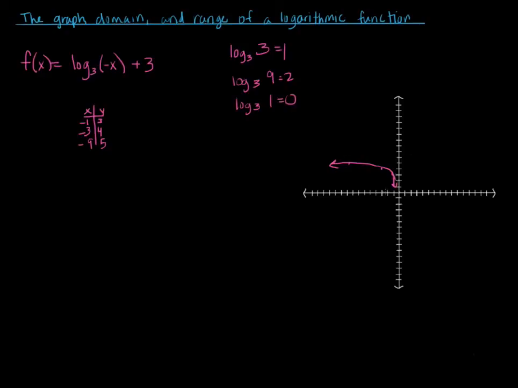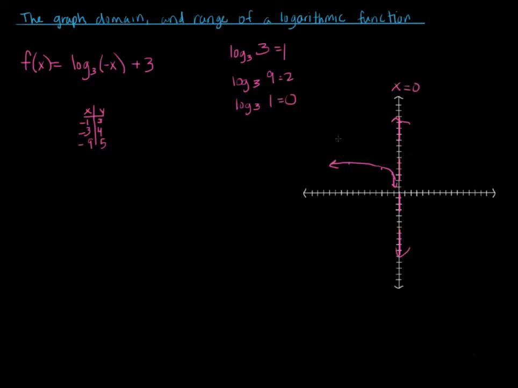So this is what the graph would look like. It would have a vertical asymptote at 0. So the vertical asymptote would be x equals 0.